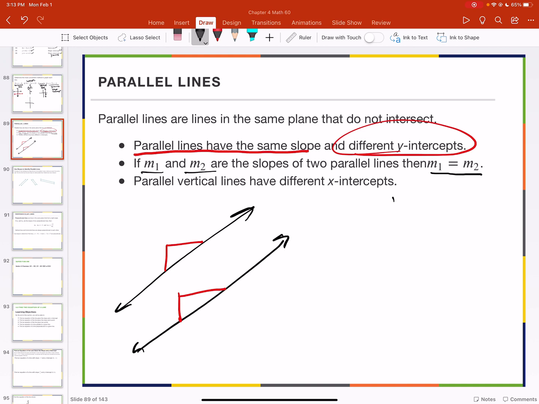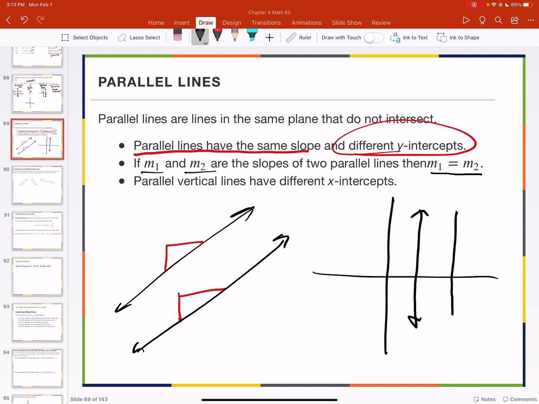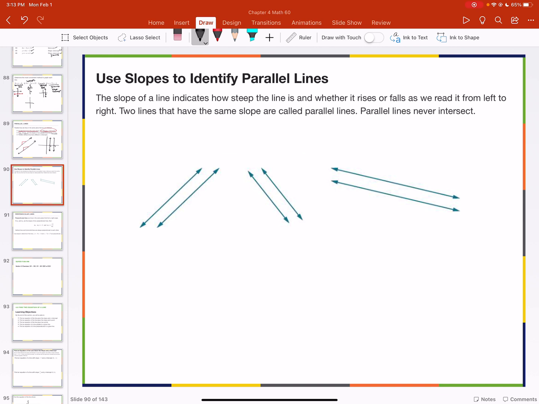And also parallel vertical lines have different x-intercepts. So let's say you have one here, you can have another one here, right? They're parallel, but this one could be crossing at 2 or something, and this could be like 4 or something, okay? All right, so how can we identify parallel lines? We need to recognize that they have the same slope, okay?